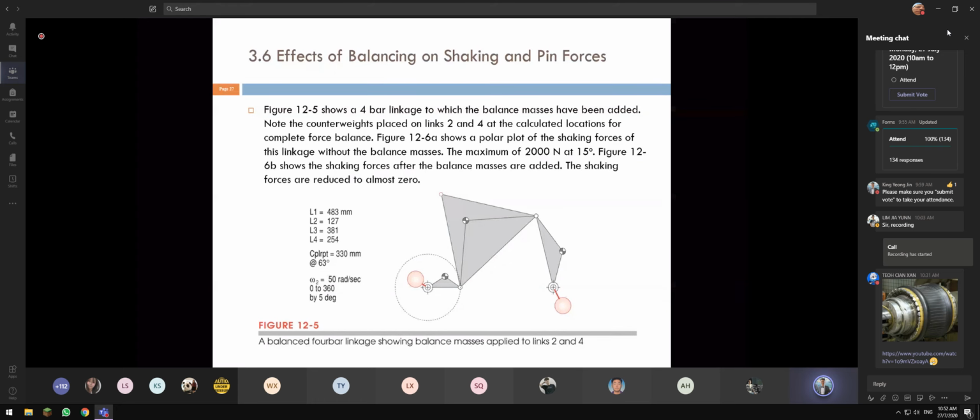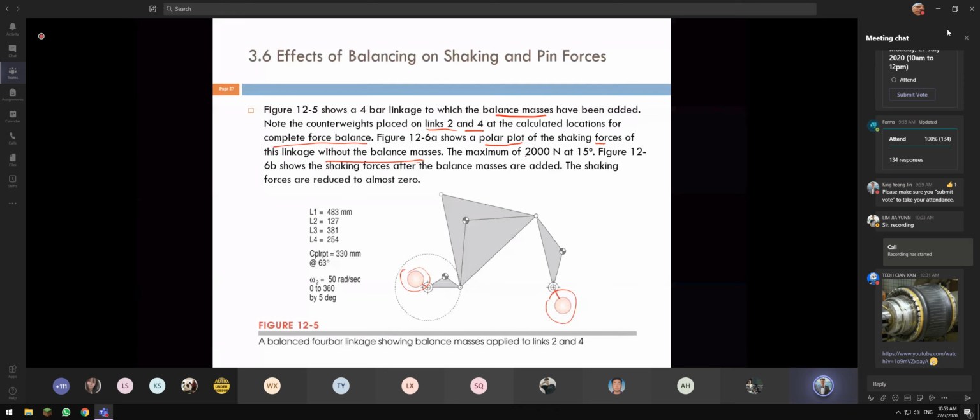So for this one, actually we can look at the example he gave. We have a figure 12-5 here, showing the 4-bar linkage to which the balance mass has been added. So you can see the balance mass here. Note the counterweight placed on link 2 and link 4 at the calculated location for the complete force balance.